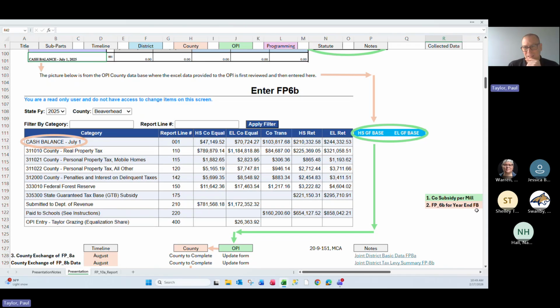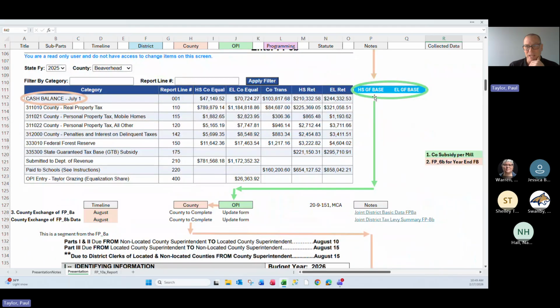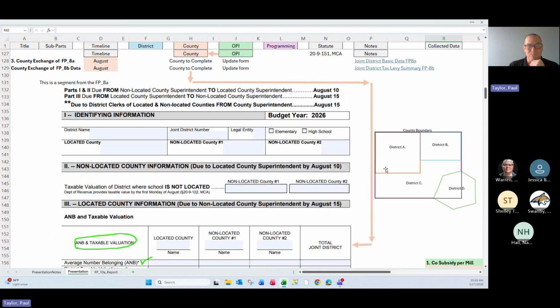Okay. And if you're not familiar with this conversation, FB represents fund balance. That's what that means. Okay, let's go ahead and talk about the next step, step 3. The green is what OPI needs to add, these 2 columns here. Next step is something more for counties to do, but it's nothing new.